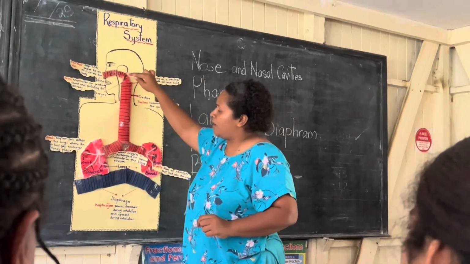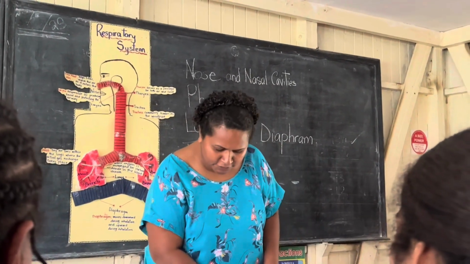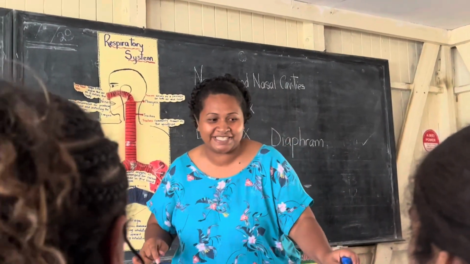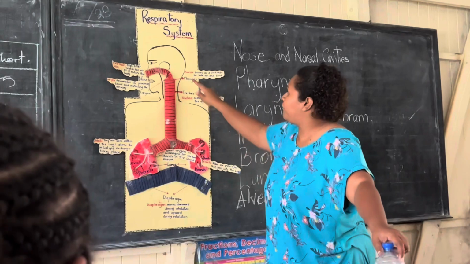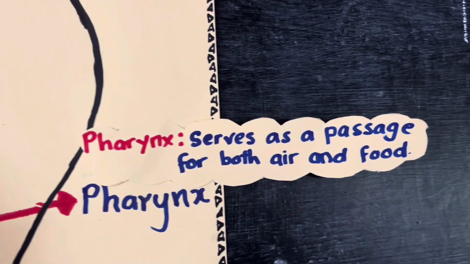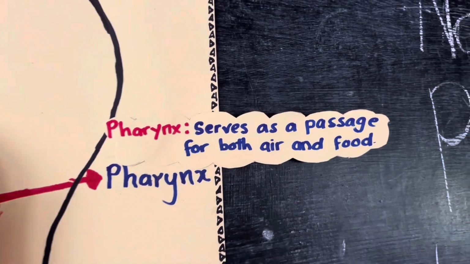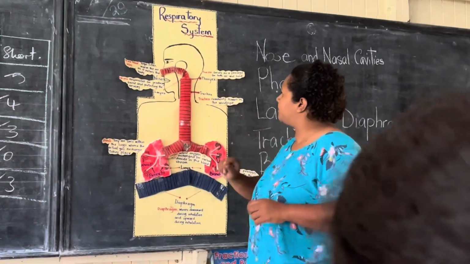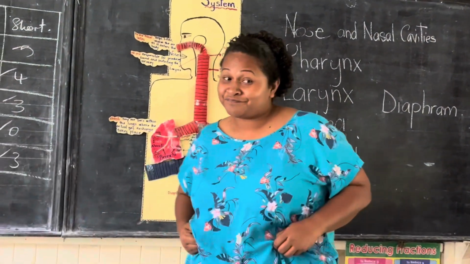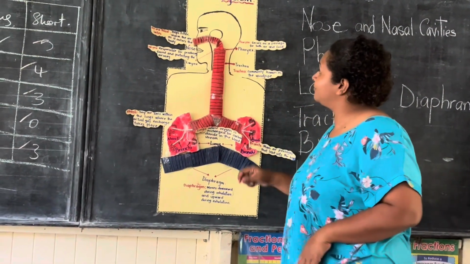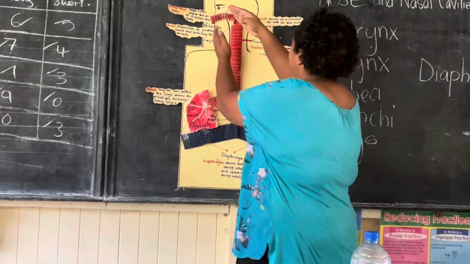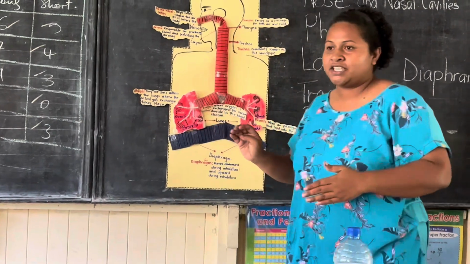Then from there, it moves down to the pharynx. Say it together. Pharynx. The pharynx serves as a passage. This is a passage for both air and food. So it plays an important part. The air and food pass through this one, the passage.